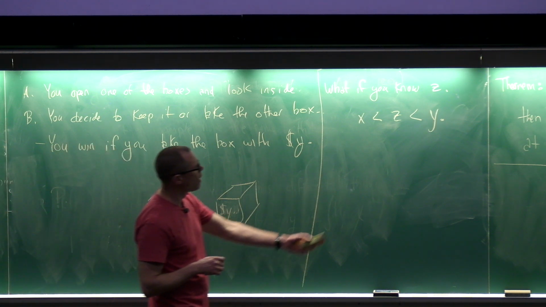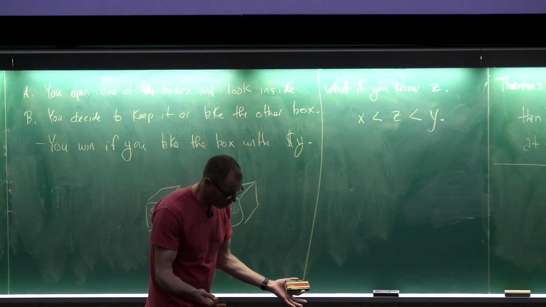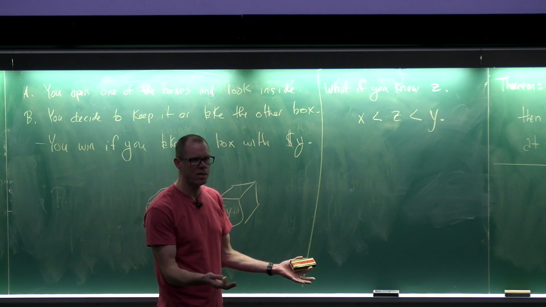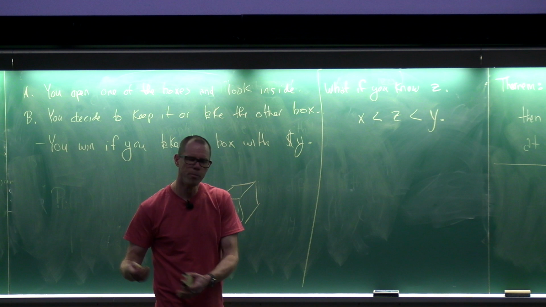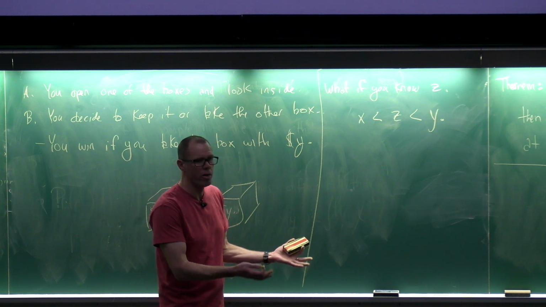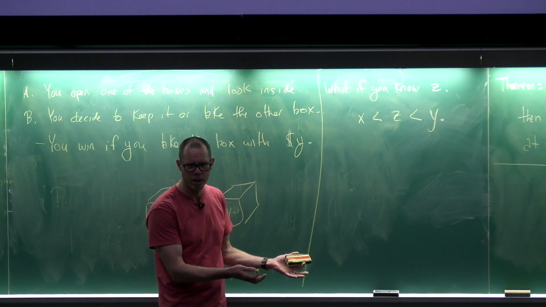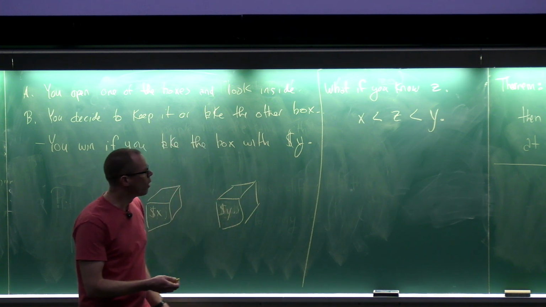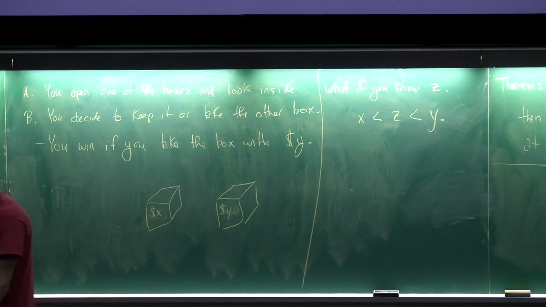If I really told you this value Z that's between X and Y, I open the box, I look in and I say, well, there's less than Z dollars in here, so the other one must have more than Z dollars, so I would take it. Or I open the box and I see more than Z dollars in here, in which case I know the other one has less than Z dollars, so I keep this one. So this makes the game too easy. Because it's not the original game. This is the original game. You're not given this Z.